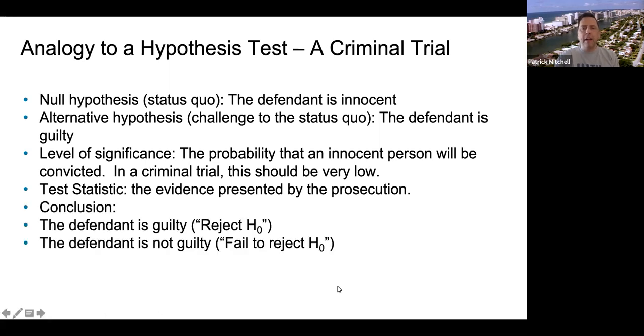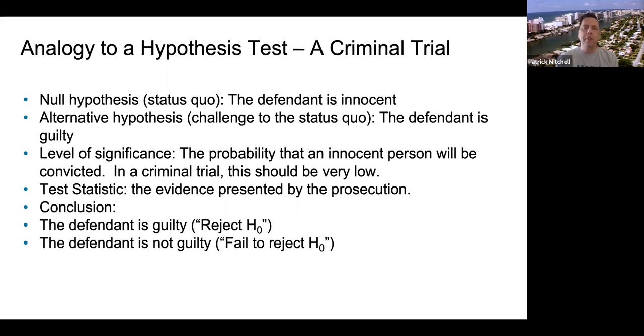And then finally, you will reach one of two conclusions. You will either reject the null hypothesis, and in a criminal trial, that would mean the defendant is found guilty, or you will fail to reject the null hypothesis. Now, that wording is really, really important. We never say accept the null hypothesis. Just like in a criminal trial, the jury never comes back and says we find the defendant innocent.